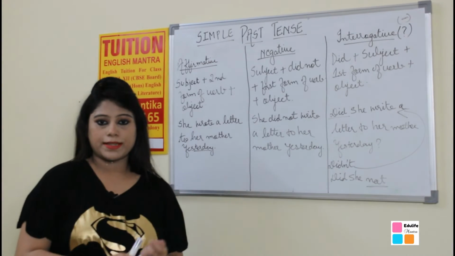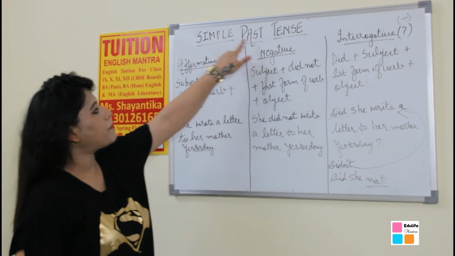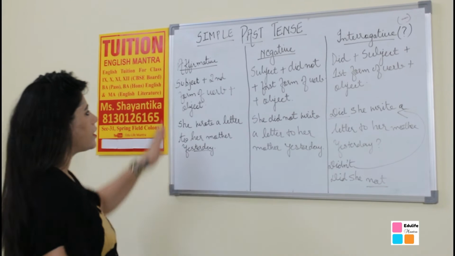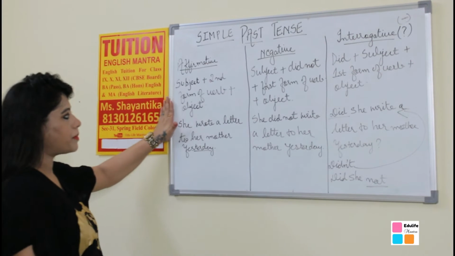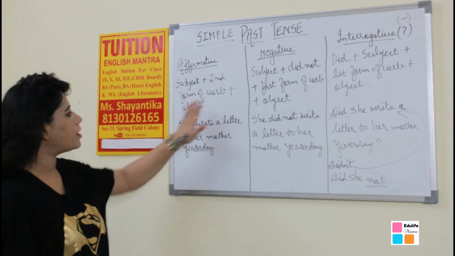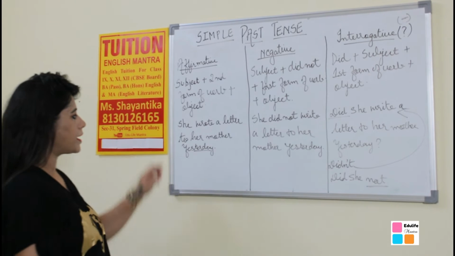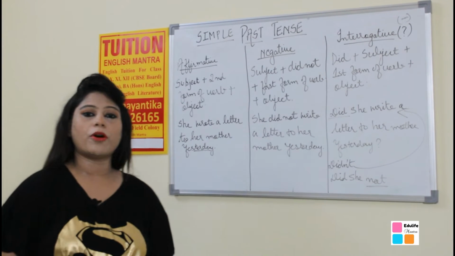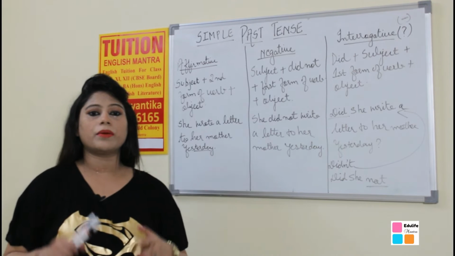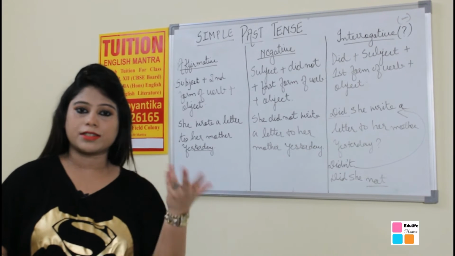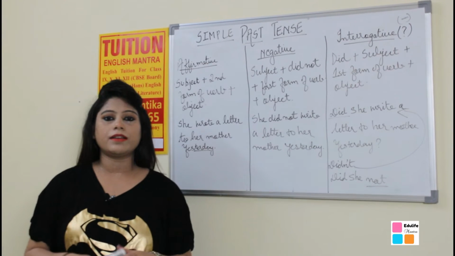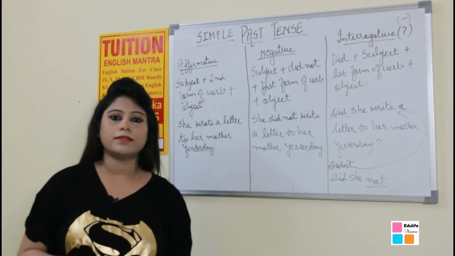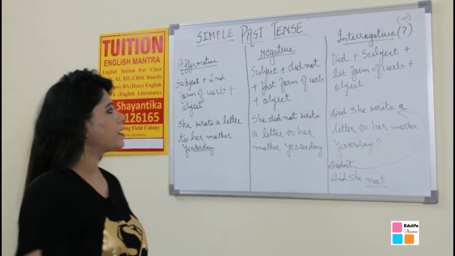So let me repeat once again. Simple past tense. For affirmative sentences, the formula is subject plus second form of verb plus object. She wrote a letter to her mother. He played football yesterday. I went to the market last month. We played football last night.